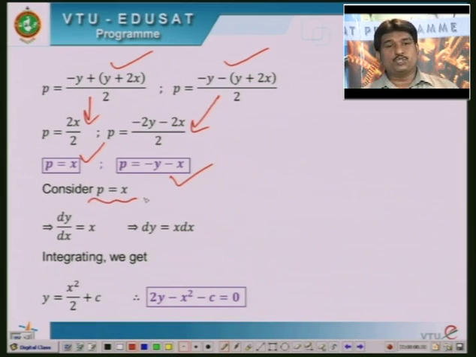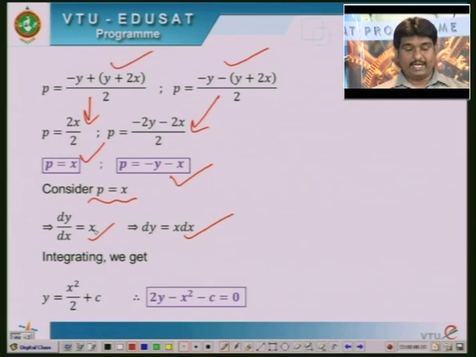Consider p equals to x. P is dy by dx equals to x. So, dy becomes x dx integrated. As only x is here and only one derivative, you can easily get its solution by direct integration.